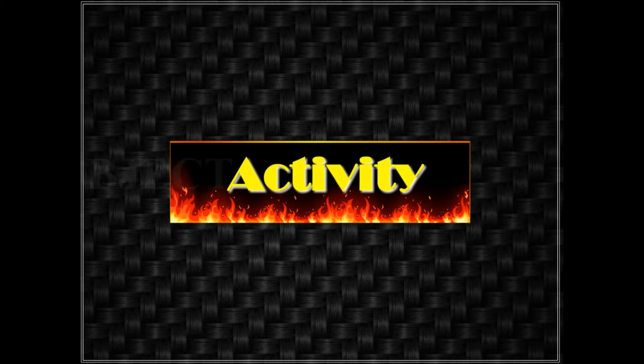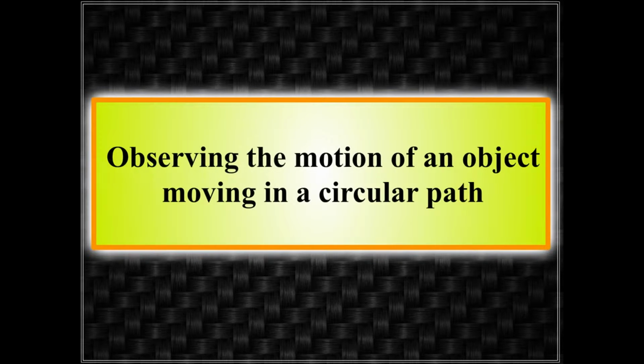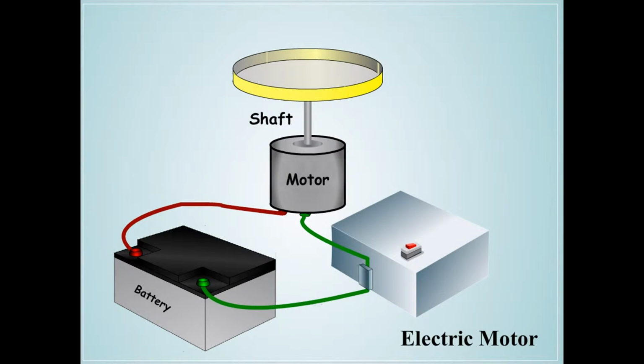Activity. Observing the motion of an object moving in a circular path. Take an electric motor and fix a disc to the shaft of the electric motor. Place a shallow wooden block on the disc at the edge as shown.